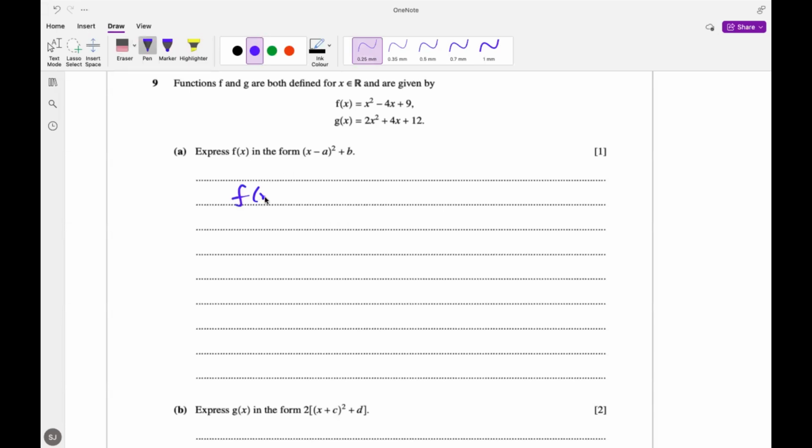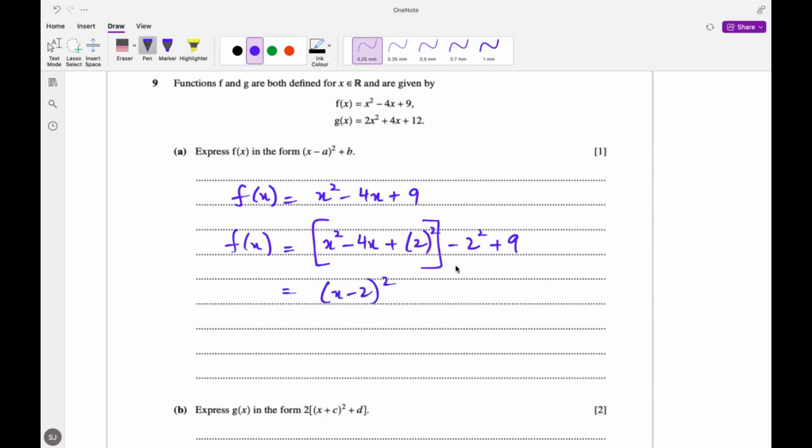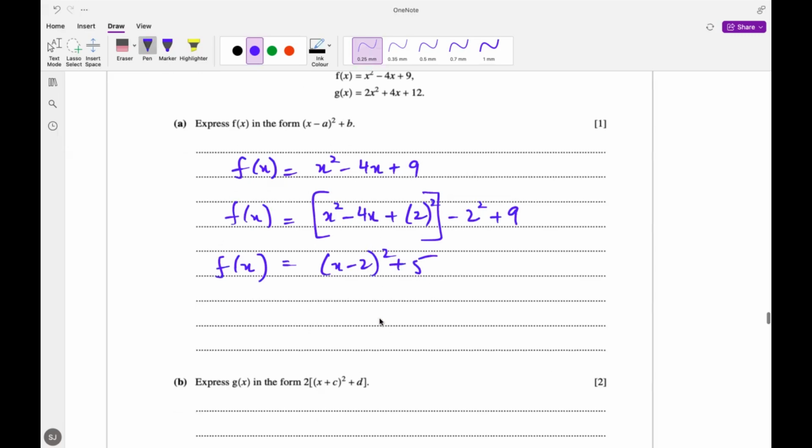So for f of x, to convert it to x minus a whole squared plus b, this is the full square form. When we are completing the square, first we add half of b squared to the equation. So this will become x squared minus 4x plus 2 squared. And as we have added 2 squared over here, we'll subtract 2 squared as well, plus 9. So this will become x squared minus 4x plus 4, which becomes x minus 2 whole squared. And minus 4 plus 9 will become plus 5. So the value of a will be 2 and positive 5 for b.